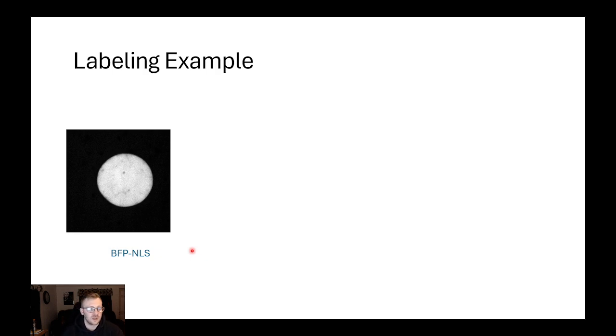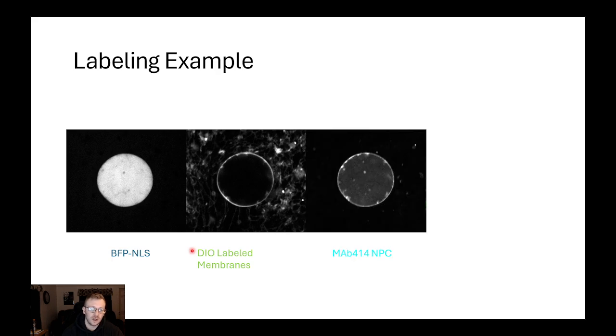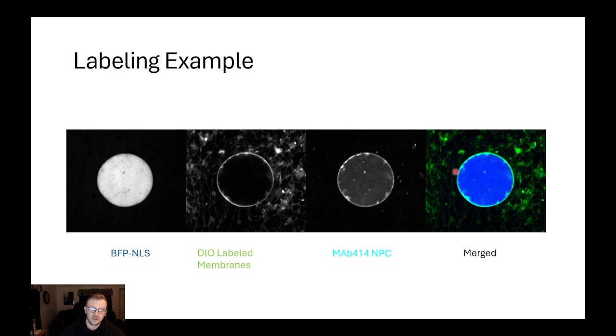So the first thing is I had an NLS with a fluorescent molecule on it. I also have some labeled membranes thrown in there. I have some NPC markers thrown in there. And I can merge all these things on top of each other to get one solid image. So I can use multiple fluorophores at once to see multiple things at once. But since they were taken at the same time, I can measure different things between channels because I have different wavelengths of light that are specific to a certain fluorophore.